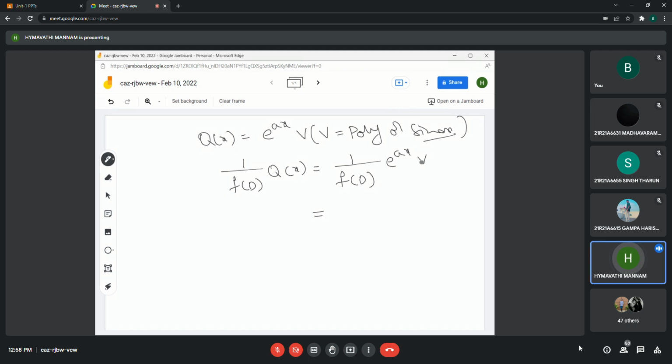First observe the given function. If the product of two functions is there and the exponential function is included, first use rule 4 and after that use the other rules. So write this as 1 by f of D into V into e power ax. This V is either a polynomial or a sine function. The next rule 5 is the polynomial. If the polynomial is there, don't apply rule 5 first. Use rule 4 first and then do the solution.